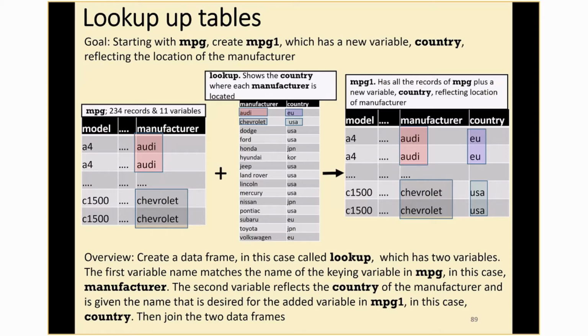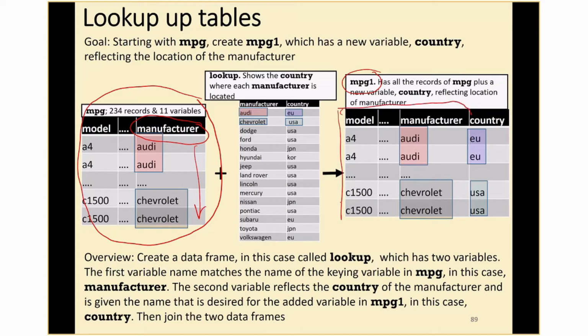So here's the goal. We're going to start off with MPG with its 234 records and 11 variables. One of those variables is called manufacturer, and it has 15 different manufacturers. Where I want to wind up is with MPG1, which is going to have all the 11 variables and all the 234 records, but it's going to have a new variable. What I want to do is attach this new variable to MPG to make MPG1.